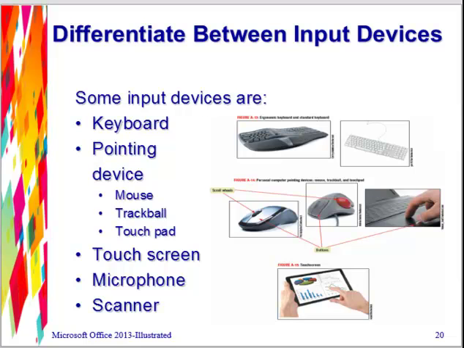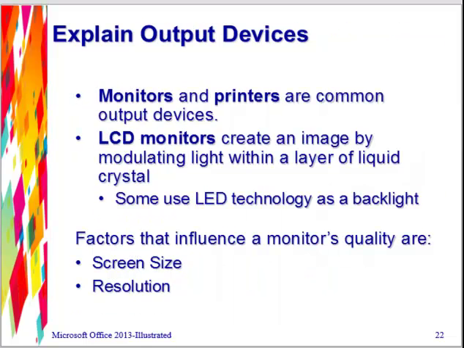So if you want to differentiate between input devices, this slide shows you how. Input devices include your keyboard, your pointing device, which could be a mouse, trackball, or a touchpad on your laptop. You've got a touch screen on an iPad or a tablet. You have the microphone, such as I'm using right now to record this lecture. And a scanner can also be an input device.